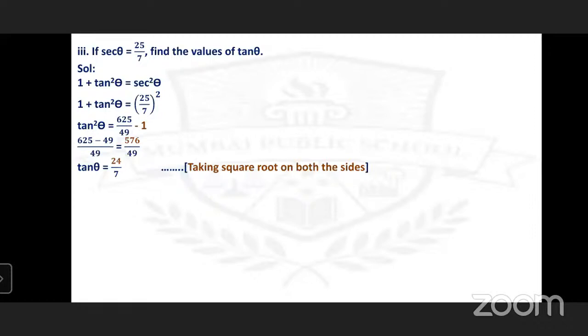So here again 4 boxes are given. In the first box we write 1 minus 1. In the second box we write 576. In the third box we write 24. And in the last box, taking square root on both sides. So okay, each box carries 1/2 mark. So total 2 marks here. Okay. So this is question number 2A, activity number 3.